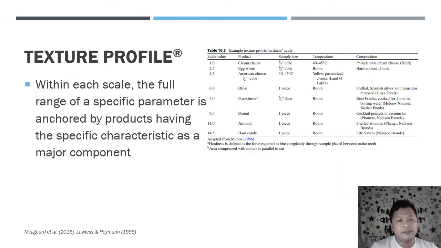So in choosing anchors for texture profile, what's important is the full range of that specific parameter should be anchored by the product. Na yung product na yun, yung specific characteristic niya is a major component. So for example, ibig sabihin lang nito, if you are measuring hardness in the context of food, if you want a scale that can be used, gusto mong ilagay yung softest available food and yung hardest available food. Na kapag in-evaluate mo siya, ma-isolate mo yung texture parameter niya.